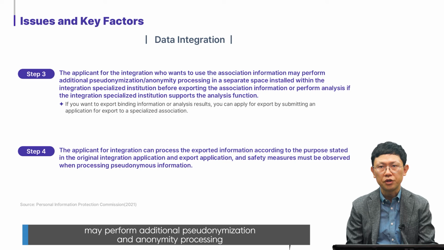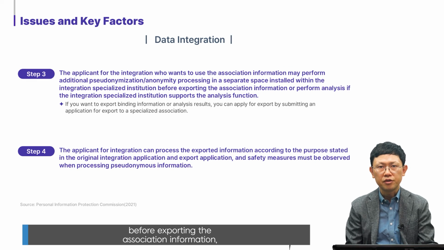In step 3, the applicant for the integration who wants to use the association information may perform additional pseudonymization and anonymity processing in a separate space stored within the integration specialized institution before exporting the association information, or perform analysis if the integration specialized institution supports the analysis function.